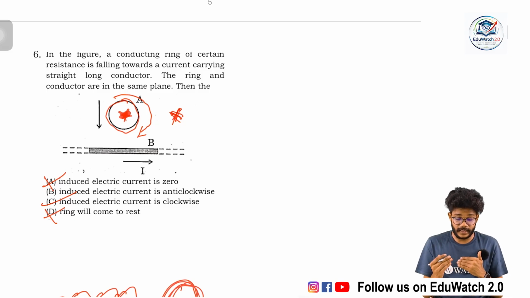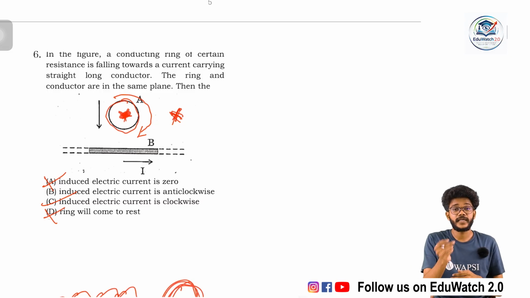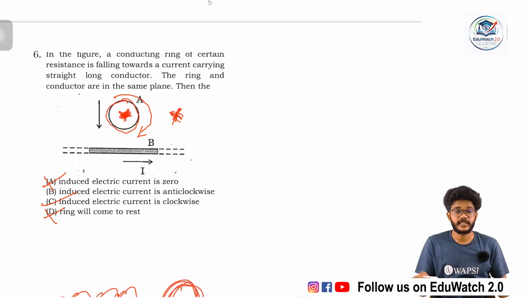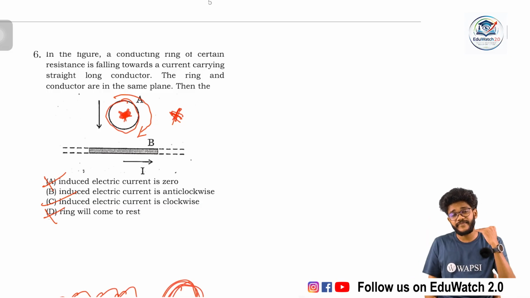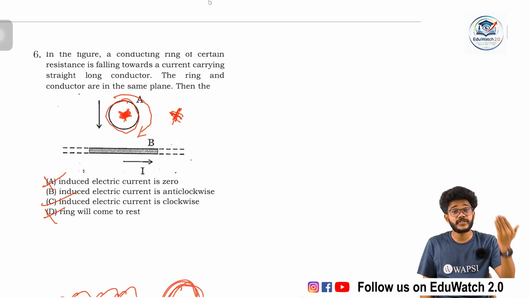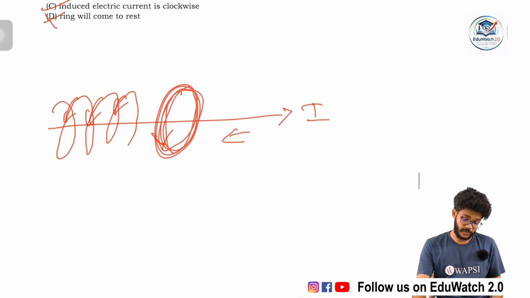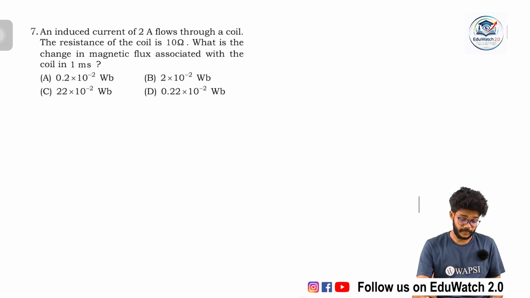What is the main reason that the direction is not anti-clockwise? The magnetic field induced in the ring is trying to oppose the real magnetic field. That is the main concept here. Every time the induced magnetic field tries to oppose the already existing magnetic field. That's how we can define the direction of the current by induction. Okay, so we can move to the 7th question.